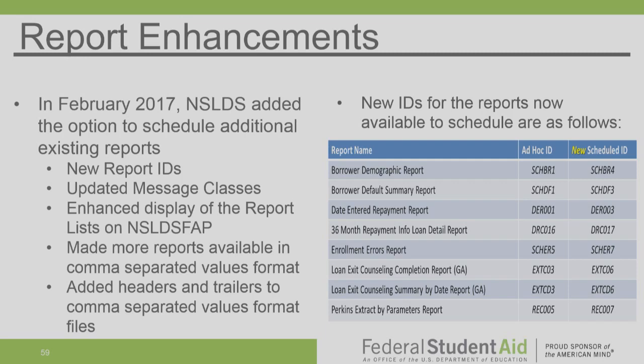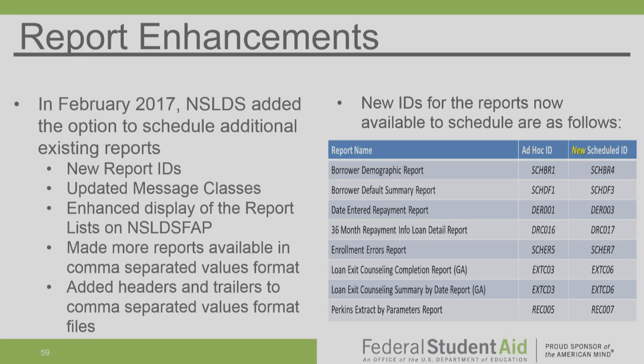Of course, we just saw that enhanced listing of reports on the organization profile. Along with that, one of the biggest things we've heard probably over the last 5, 6, 7 years is that the fixed width reports are great, but you prefer comma separated value reports. So while we were out there adding new reports to be scheduled, we made many of them available in CSV version where they were only available in fixed width.